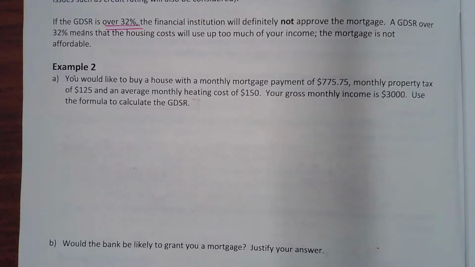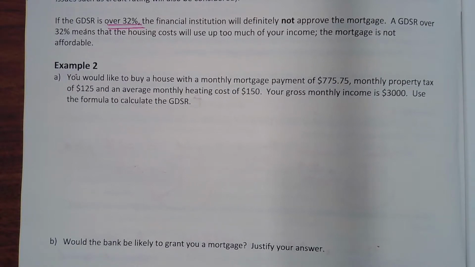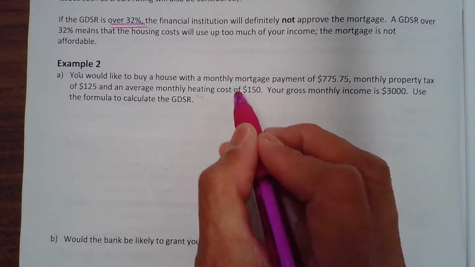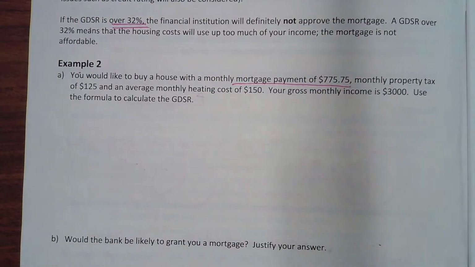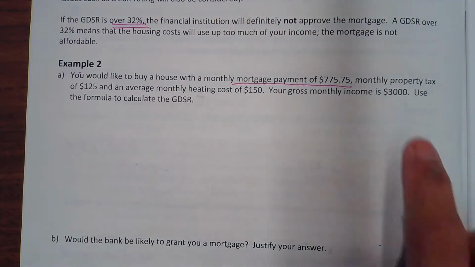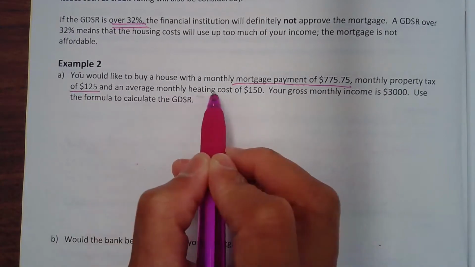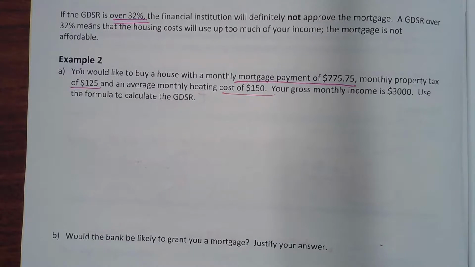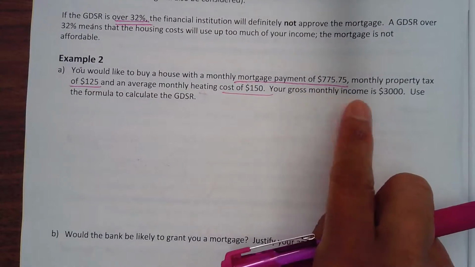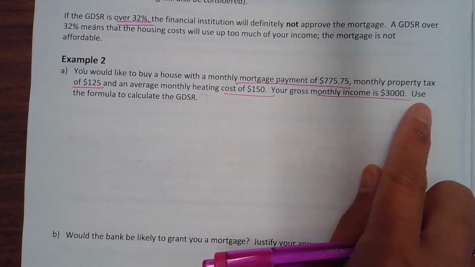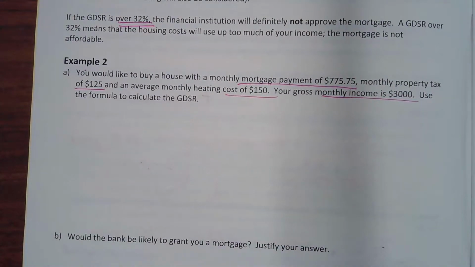Okay, so example number 2. You would like to buy a house with a monthly mortgage payment of $775.75. Monthly property tax is $125, and average monthly heating cost is $150. And your gross monthly income is $3,000. It says here, use the formula to calculate the GDSR.